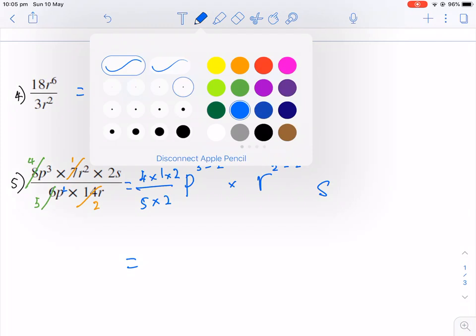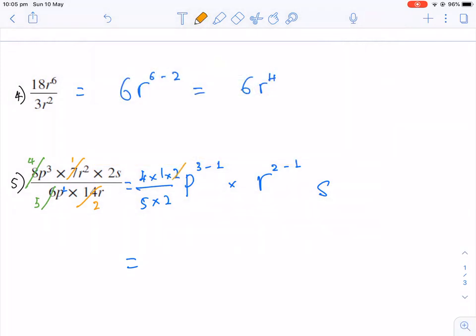I still can simplify this one with this one. 2 divided by 2 is 1, and 2 divided by 2 is 1. So in terms of the coefficient, I have 4 times 1, so it is 4. And in the bottom, I have 5 times 1, which is 5. And how about the letters? You can write down p squared r s. So this is your final answer.